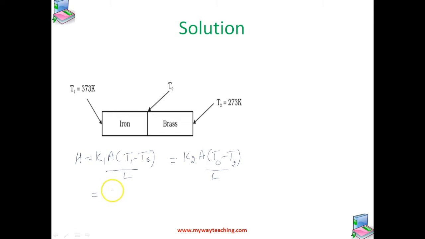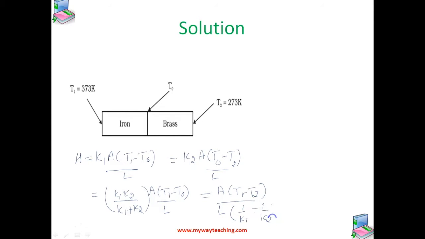So if you simplify this, we get K1 K2 by (K1 plus K2) into A (T1 minus T0) by L, or in other words A (T1 minus T2) by L into (1 by K1 plus 1 by K2). Okay.